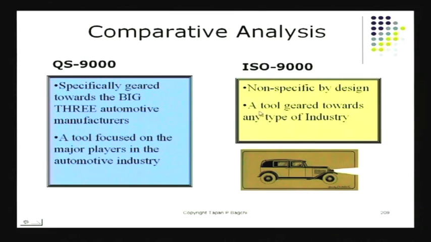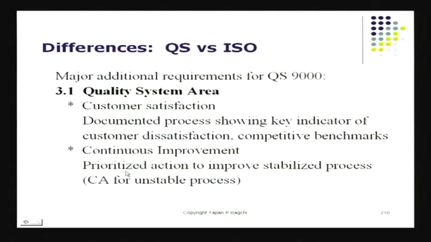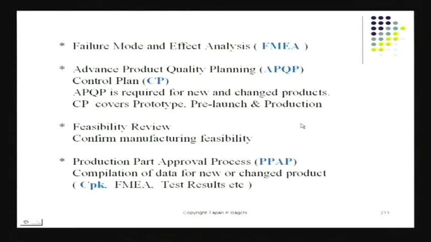ISO 9000 is a tool geared toward all types of industries, whereas the tool for QS 9000 is really for automotive parts manufacturers and the automotive industries. And there are certain differences there that should be clarified once you go into the clauses. In the quality systems area, there are certain additional requirements with QS 9000, which I show in the next slide.